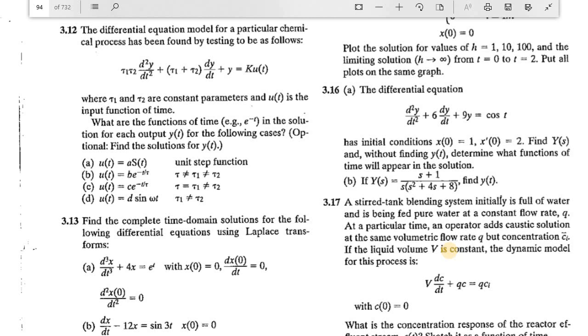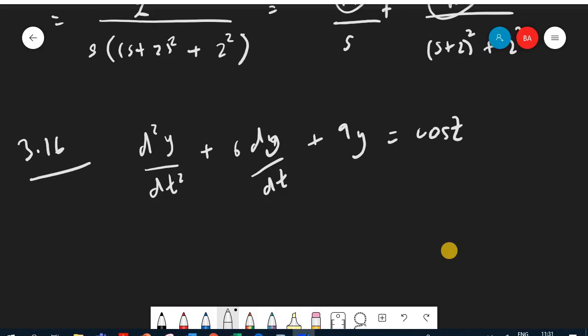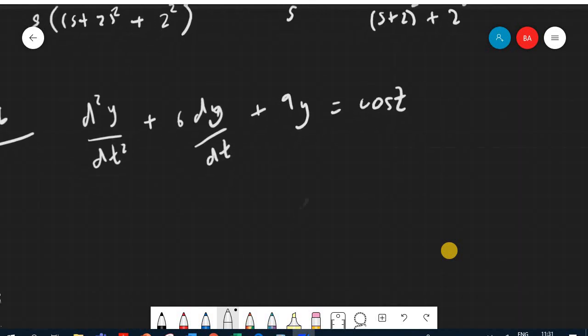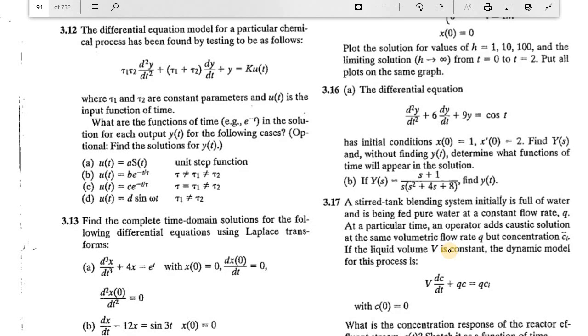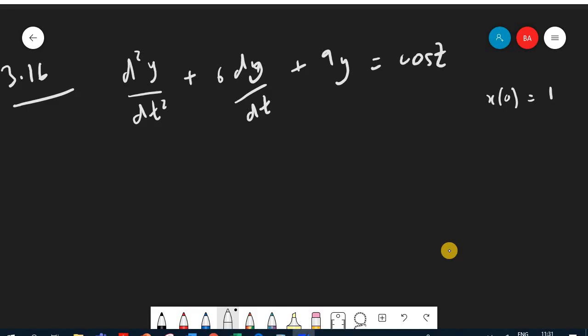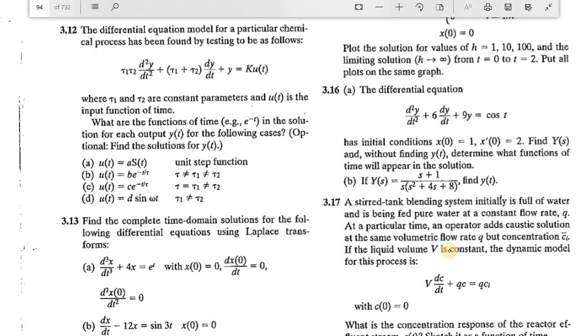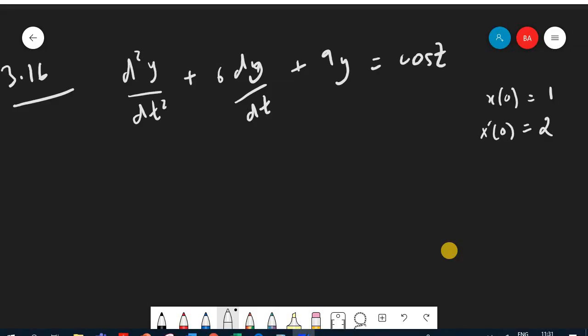And the initial conditions, oh, they are not 0, because they are not talking about deviation formats, right? If they are not talking about deviation formats, they will not be 0, because you're not subtracting the initial condition, the initial state. So this is x prime of 0 is equal to 2. Find y of s without finding y of t. So it just wants to find y of s.